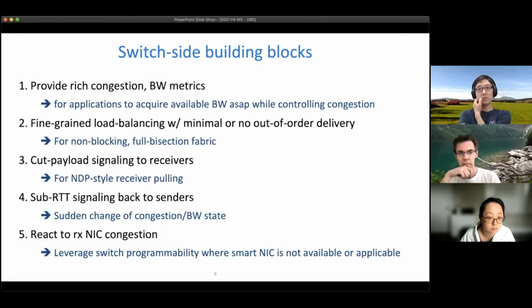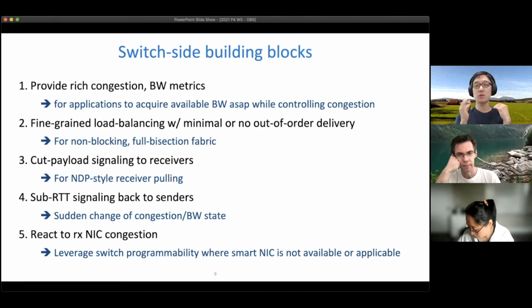So what can we do at the switch first? The reason I'm talking more about the switch is that currently we do have some examples of fully programmable switch data planes. Of course, we definitely want to design the end-to-end correctly, but for now, in this talk, let me talk a little more about the switch-side building blocks and how they can help the end-to-end design. First, the switch can provide rich and accurate congestion information that applications, transport, or the NIC can consume and adapt to very fast.